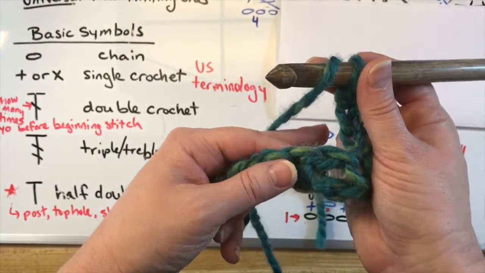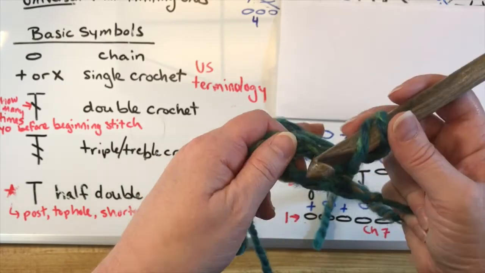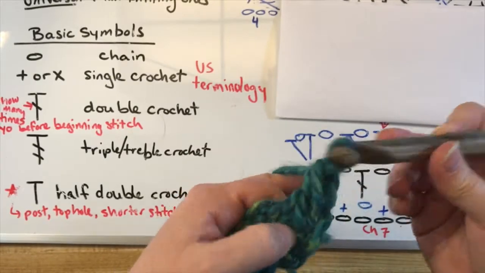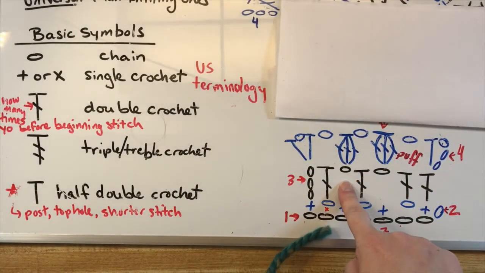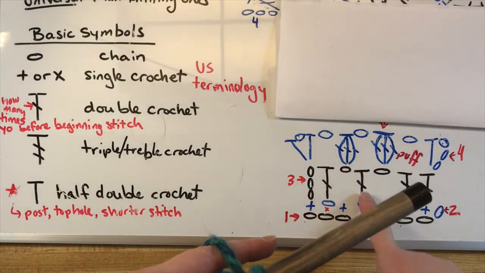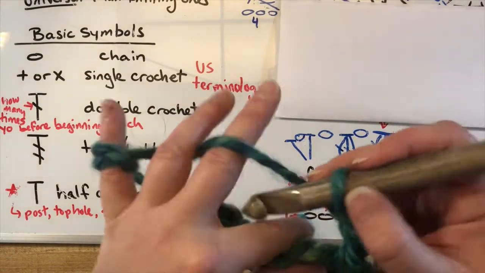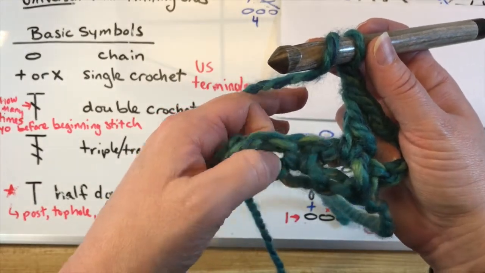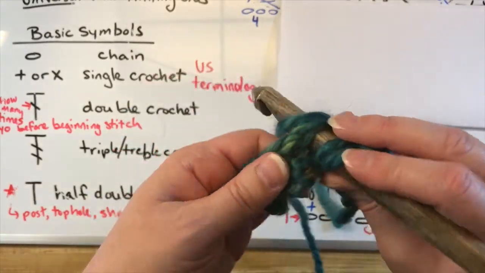Set up for my double, find the big hole, go in there and do a double crochet. Chain 1, double crochet into the chain 1 space. Here's my single right there. Here's the space.